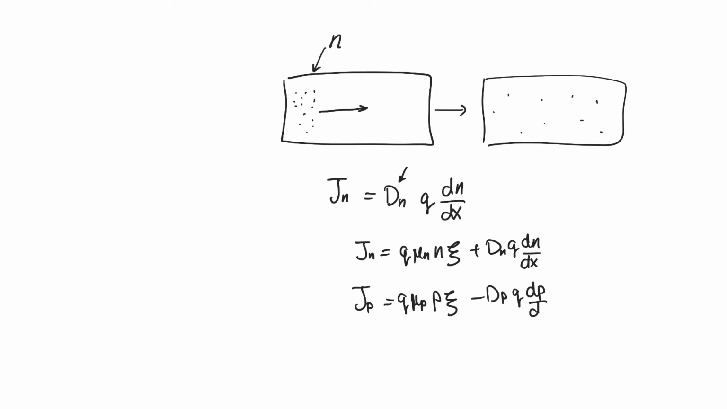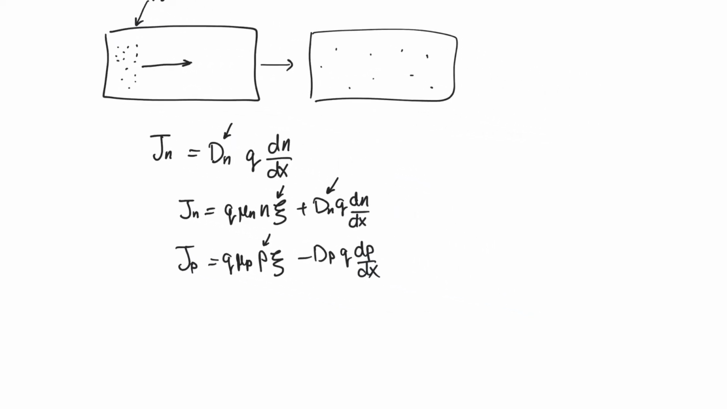Now, we already noticed that the drift current for electrons and holes are going to be in the same direction, both in the direction of the electric field. Also, diffusion current for electrons is going to have the same sign as the drift current for electrons. But diffusion current for holes is going to have a negative sign, and we have to understand why that is so.